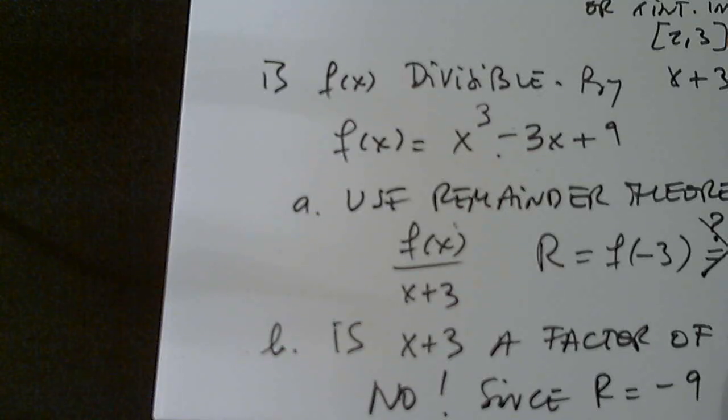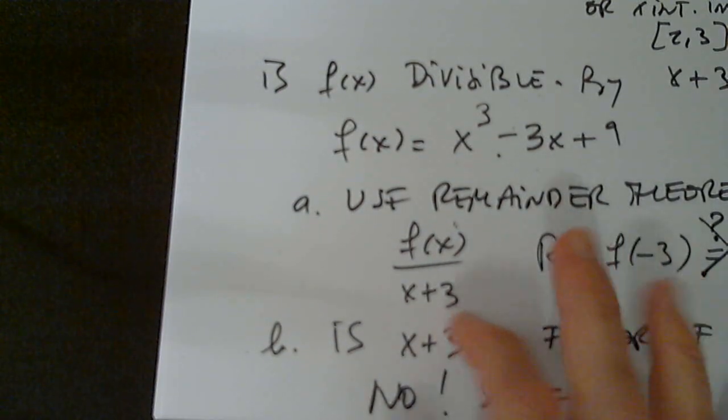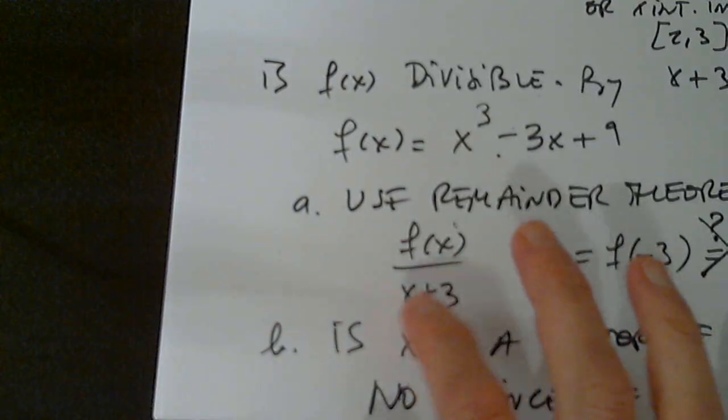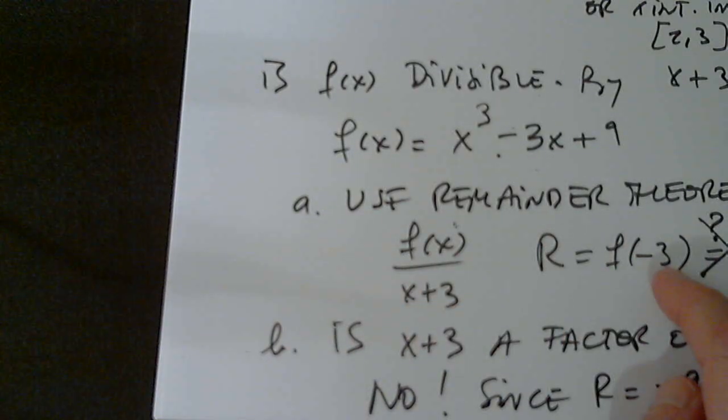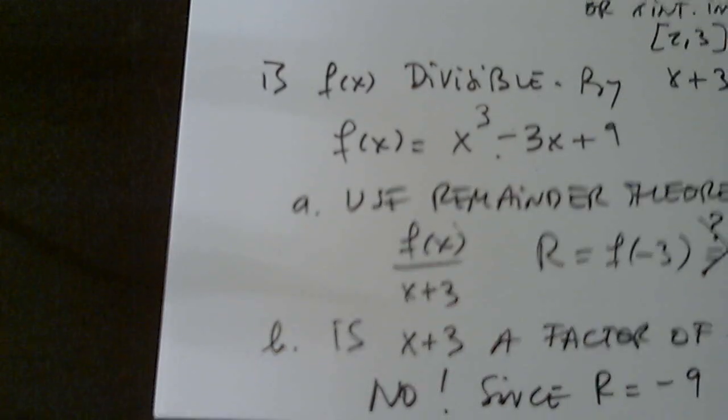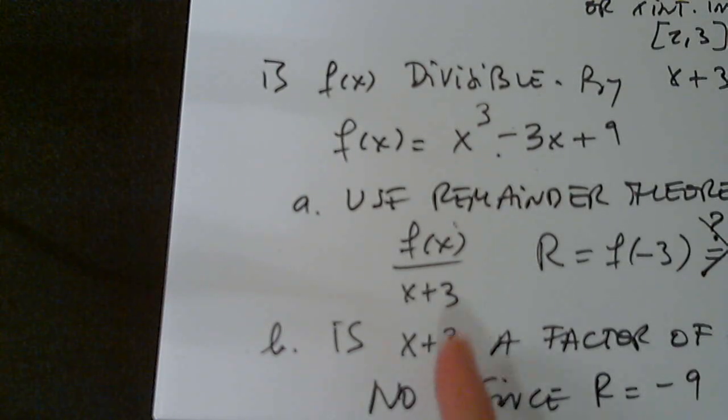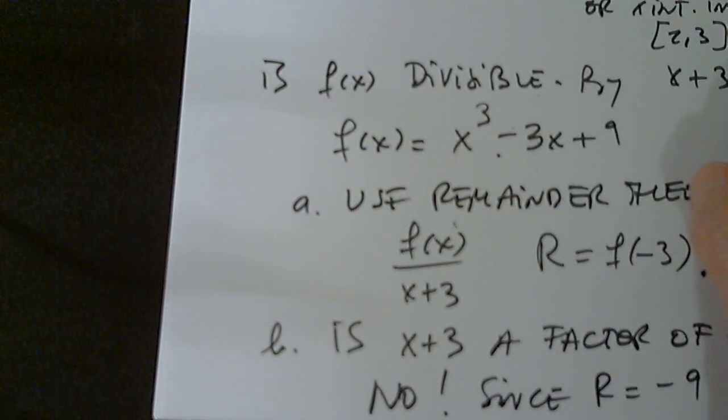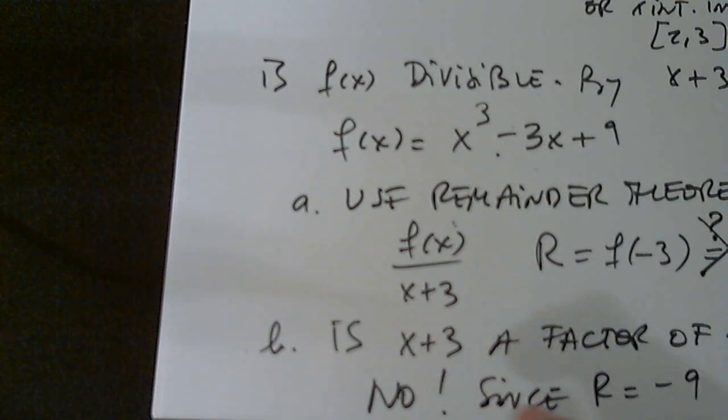Use the remainder theorem to identify the remainder. Fine. I plug in -3. If I have x minus 4, I plug in 4. If I have x plus 11, I plug in -11. Calculate. The remainder is -9. No, x plus 3 is not a factor of f of x because the remainder is not 0. By the remainder theorem, I found it. If the remainder were 0, then I would say yes, since the remainder is 0.